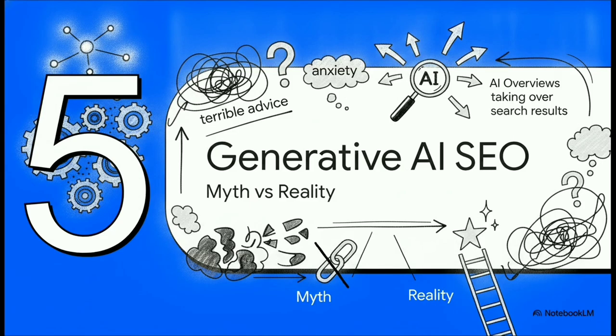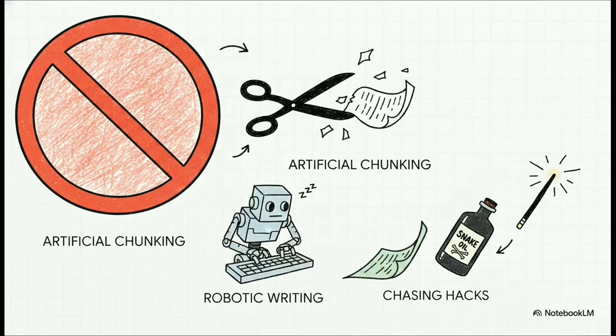Which brings us to Section 5. Generative AI SEO, separating myth from reality. With AI overviews basically taking over search results, there is a ton of anxiety and, quite frankly, terrible advice floating around the internet. Let's separate myth from reality here.